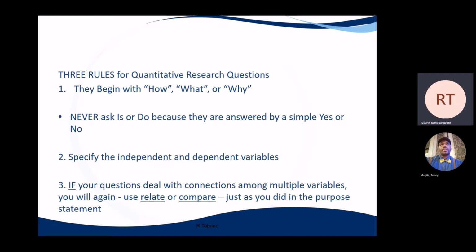Rules for quantitative: they begin with how, what, and why. Remember, what are the rules for qualitative? For quantitative, how, what, and why. Never, again, in quantitative, use is or do. You can use is or do in terms of your interview questions, for instance. There's nothing wrong with that, but not for your main research questions.